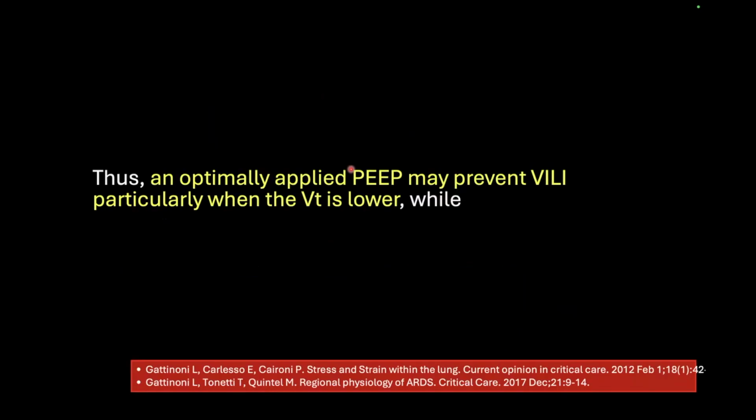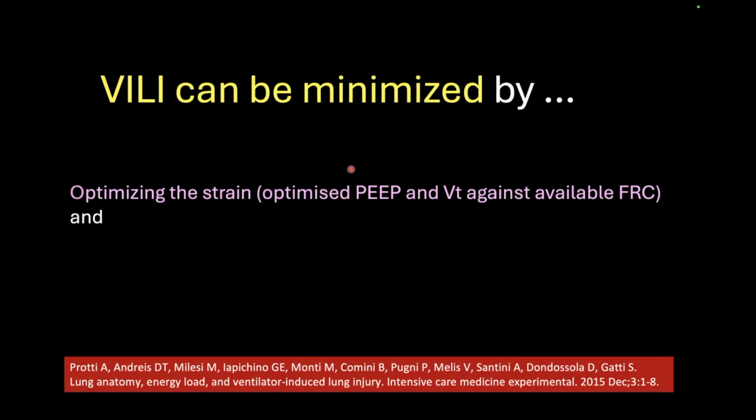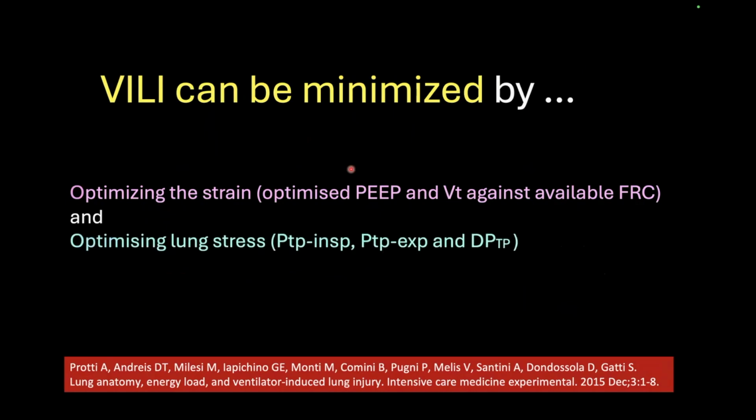So an optimally applied PEEP will prevent ventilator-induced lung injury only when the tidal volume is low. If tidal volume is also high, it is ultimately going to cause volume trauma. Higher PEEP can be harmful when the global strain is high due to excess PEEP volume pushing the lungs into total lung capacity. Thus, as we saw, VILI can be minimized by optimizing the strain, that is optimizing the positive end-expiratory pressure and tidal volume against the available FRC, optimizing the lung stress, as we already saw, transpulmonary inspiratory and expiratory pressures and transpulmonary driving pressure, and an optimal respiratory rate and gas flow.